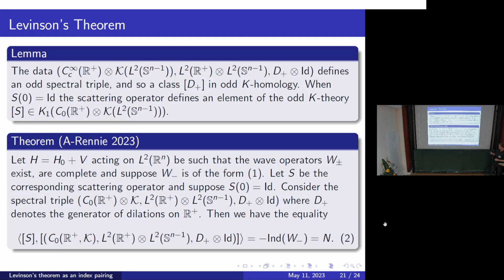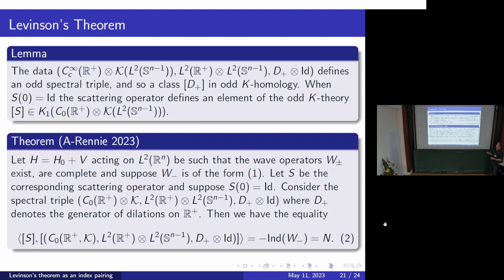Much more interesting perhaps, you can take the algebra C infinity of the half-line tensor compact operators on L2 of the sphere, acting on L2 of R plus tensor L2 of the sphere, with D plus tensor 1. And this defines an odd spectral triple, and so you get a class in K homology. And this is when S of 0 equals 1, which really excludes one dimension from our interest because we don't often have S of 0 equals 1 there. And this S of 0 equals 1 condition will also exclude our resonances in 3 dimensions because it's not 1 there, it's 1 minus 2 times the projection, which is rather annoying. I haven't been able to fix that.